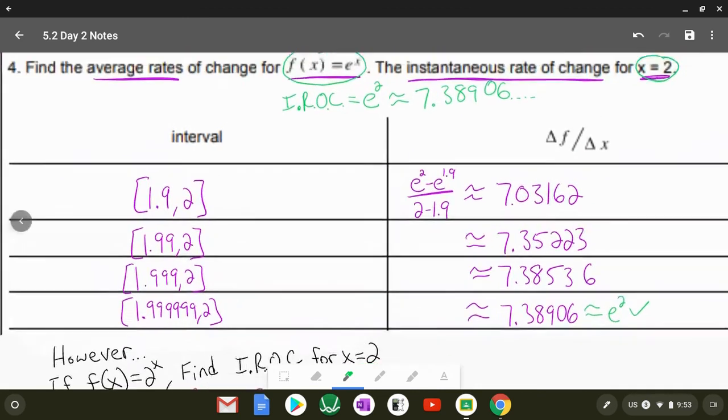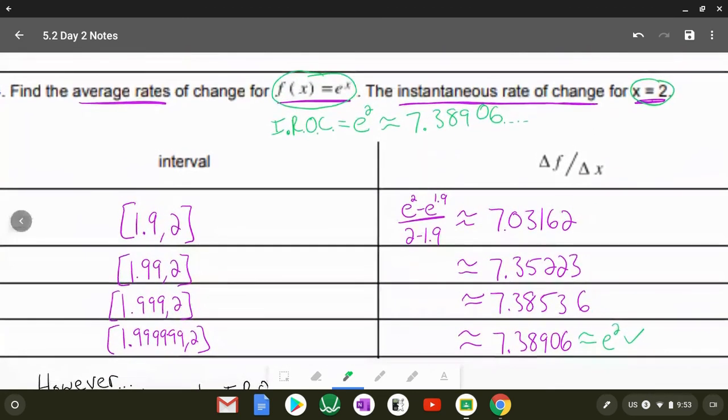So the nice thing about this special function e to the x is you can use that property of just e to the a to find your instantaneous rate of change.